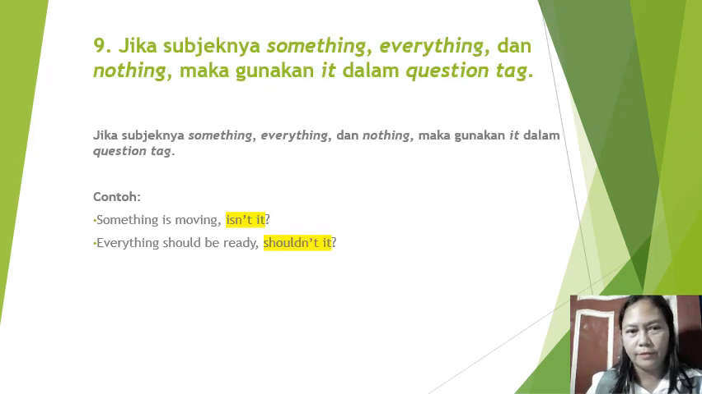Okay, we go on. Jika subjeknya something, look at this one. Everything, nothing, so kita gunakan it dalam question tag. Nah, kalau it dia pasti doesn't atau isn't. Atau is atau doesn't ya. Itu dia pakai auxiliary. Something is moving, isn't it? Everything should be ready, shouldn't it?